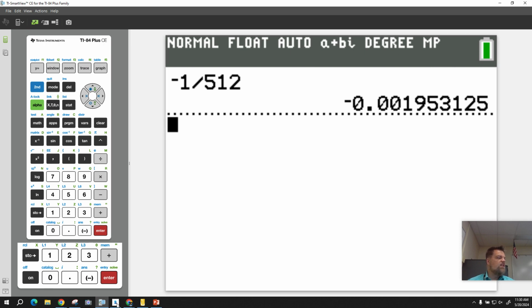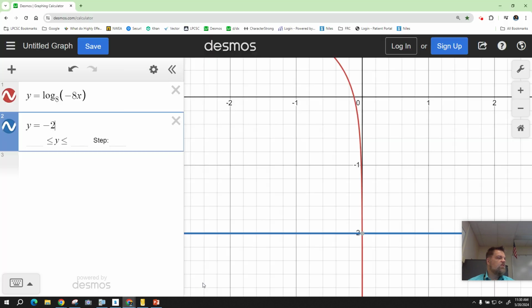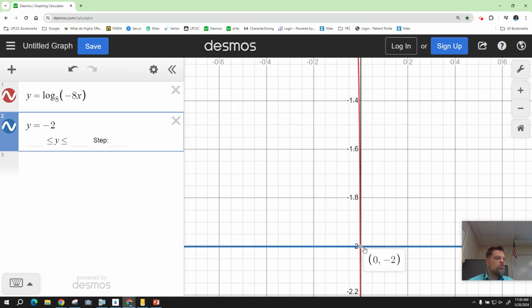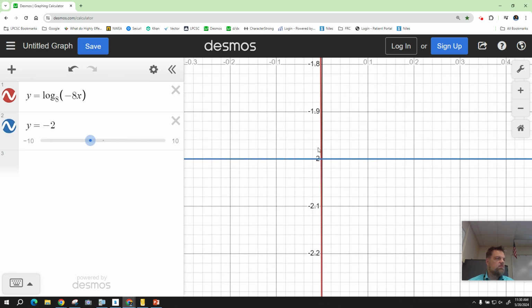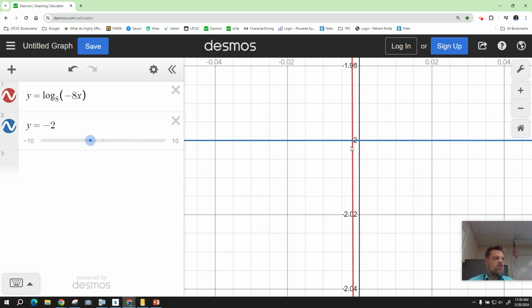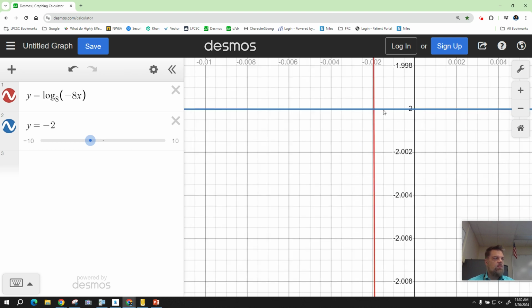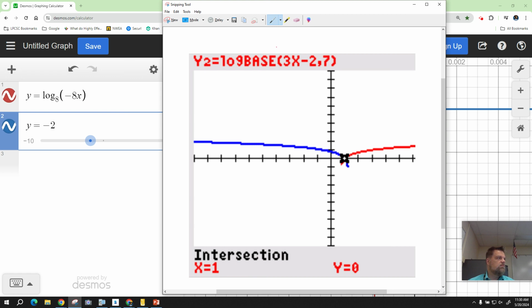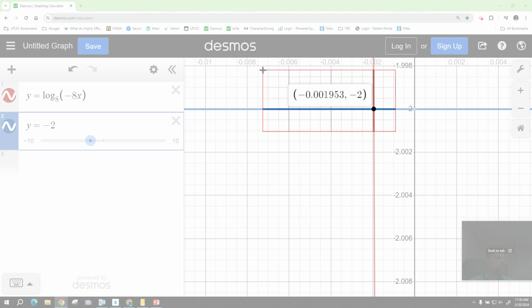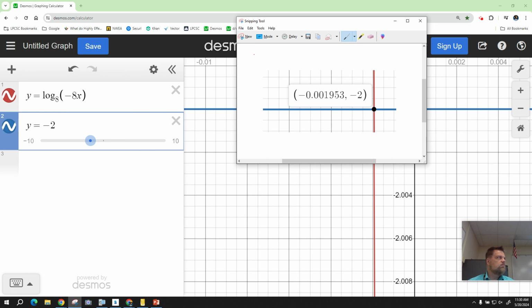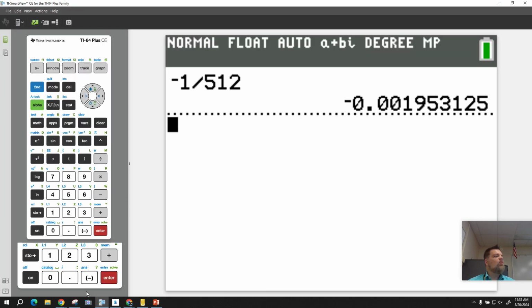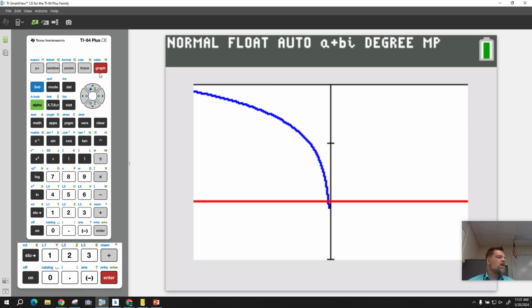But this is the beauty of Desmos. Look at this. To zoom in, I just literally scroll in. Now you really have to zoom in because I don't know if it'll go that many decimal places, but it does. So you were wrong then. No, I'm not. Take 1 and divide it by -512. I'm right all the way around.